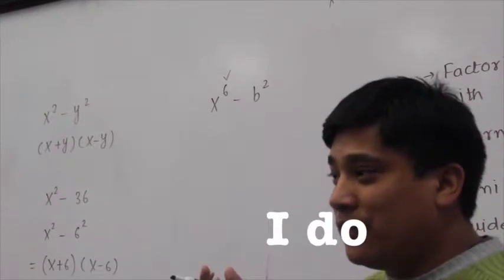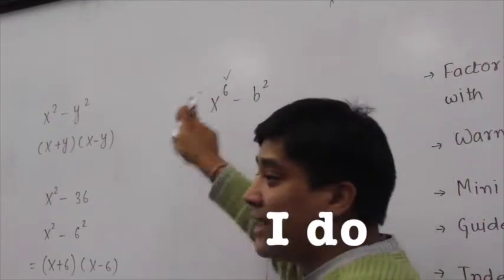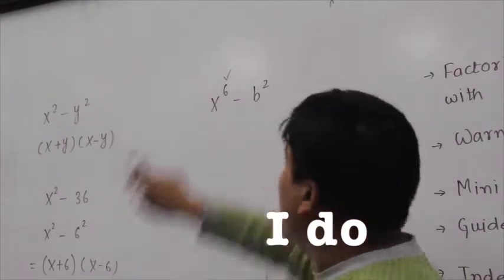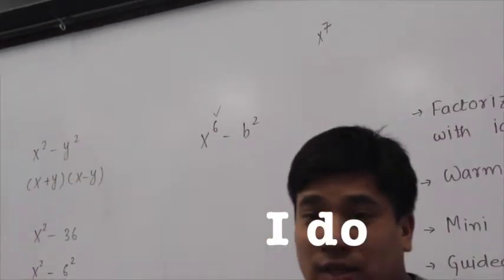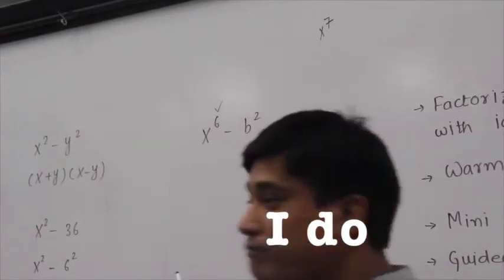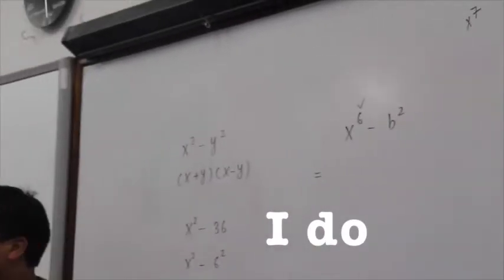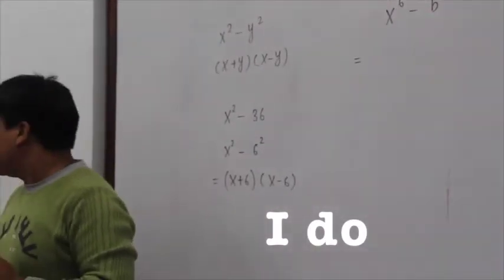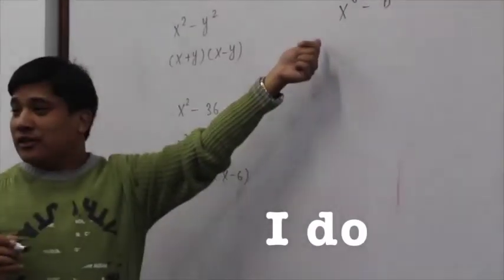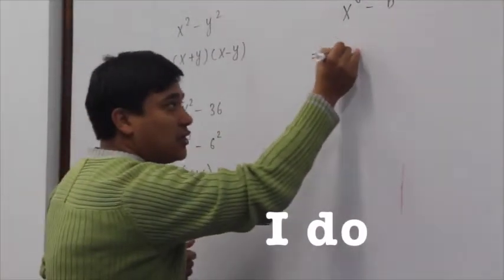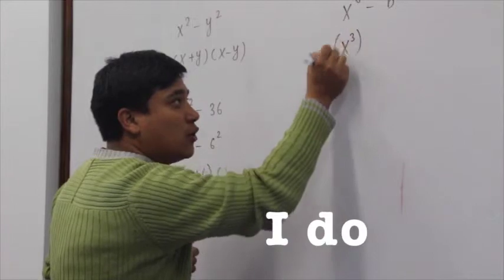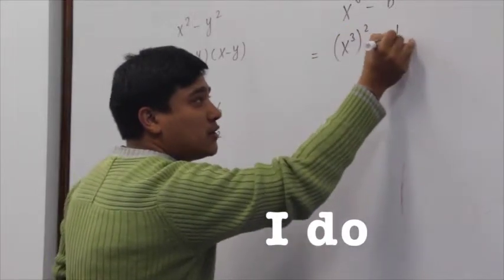Does that make sense for everyone? So if I see an even exponent, I can always write that as a perfect square. If I have an odd exponent, I cannot write that as a perfect square. Clear? So how can I rewrite this x to the power of 6? x to the power of 3 whole squared. As you did before, (x to the power of 3) whole squared minus b squared.